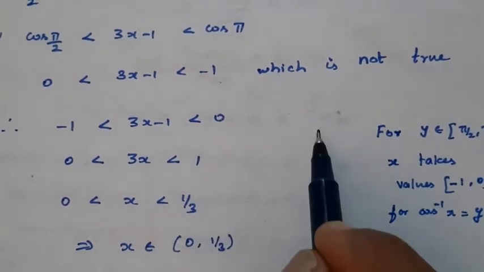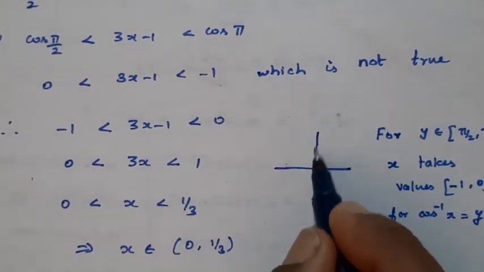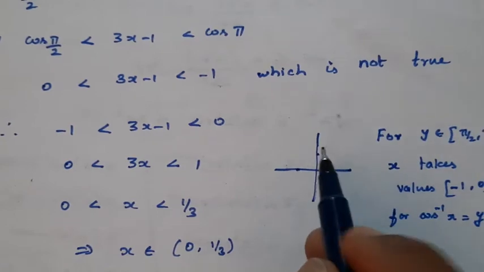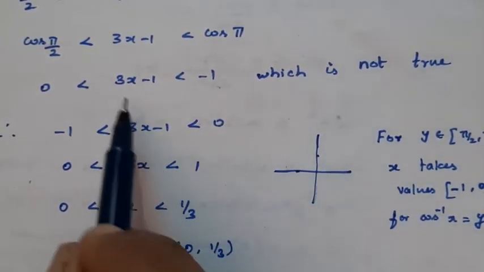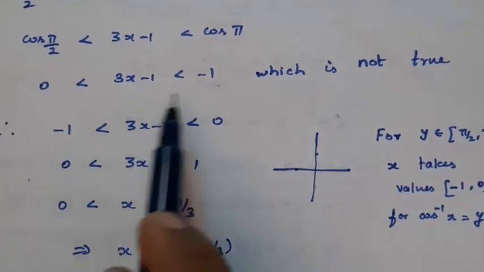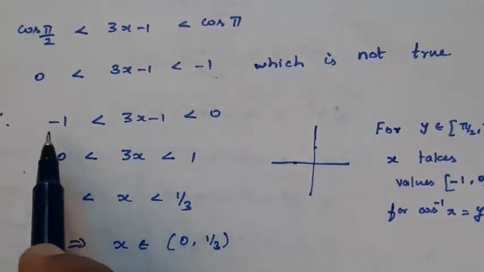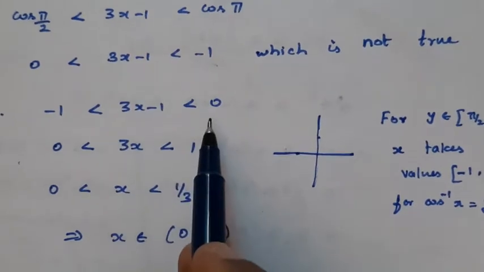Okay. So for the angles in the second quadrant, that is pi by 2 to pi, the cos value will be from minus 1 to 0. That means the least value, the minimum, is minus 1, and the maximum is 0. So it should be like this, minus 1 less than 3x minus 1 less than 0.